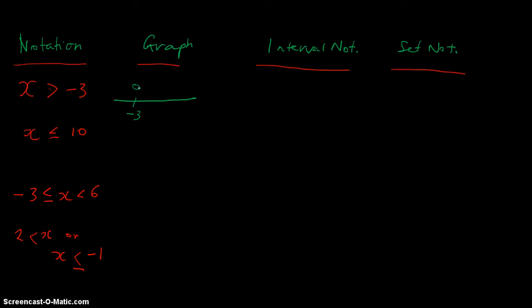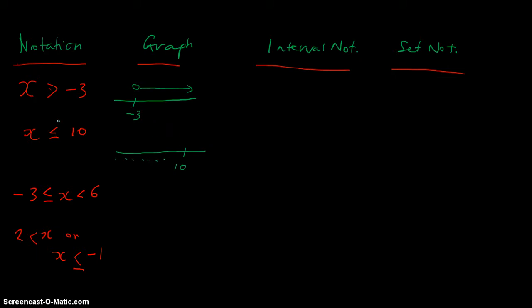So, open circle, and we are concerned with all the values greater than -3. So that goes all the way to infinity. Make sure you include that arrow to denote that it's going all the way up. The next one, x is less than or equal to 10. Let's draw a number line once again. Let's start off with 10 right here. We want all the numbers that are less than 10, so going down that way.